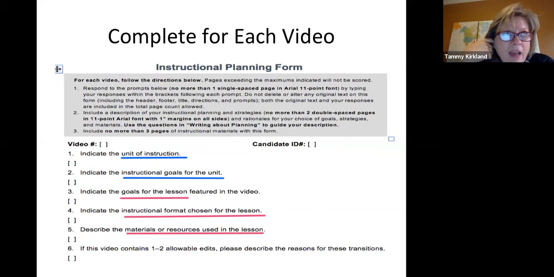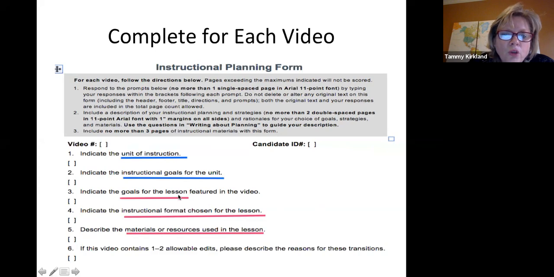If you're in math and let's say you're teaching division, you may just be teaching your facts at this point, or reciprocal of multiplication at this point. So you have to talk about what the larger unit is and the larger goal. Then look at the goals for the unit for this lesson as featured in the video.